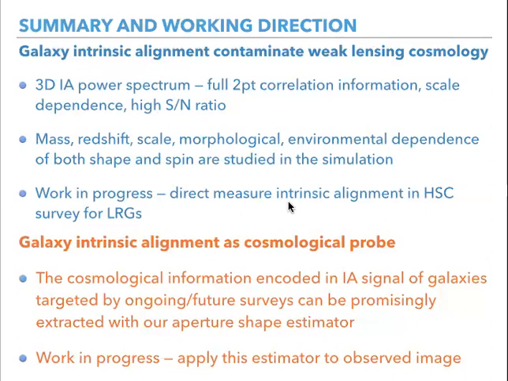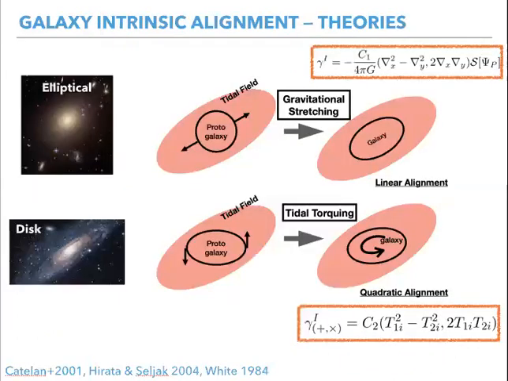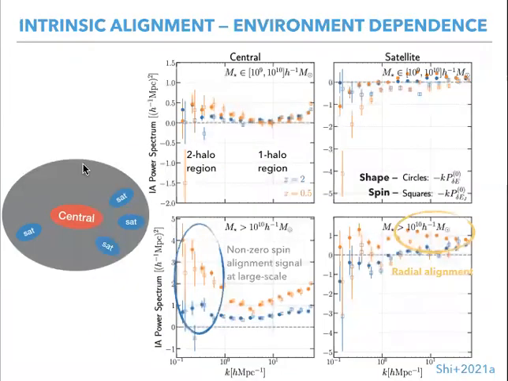Hi, Jingjing. Hi. Interesting. It went by kind of quickly. I'm wondering if you can go back to, in the first half of the talk, where you had the intrinsic alignment split up into centrals and satellites. Mm-hmm. Yeah. Okay.